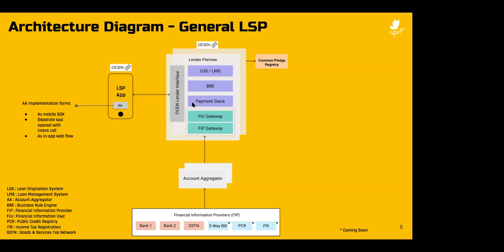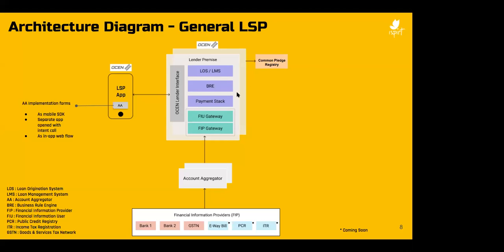So the lender here makes a credit decision in real time and also does the bureau check on their own as a separate activity, with no involvement of OCEN APIs there. It also does a lookup on the common pledge registry. The idea over here is to avoid duplication, say, of invoices and to tap into the latest real-time exposure of a prospective borrower who might be over-leveraged.